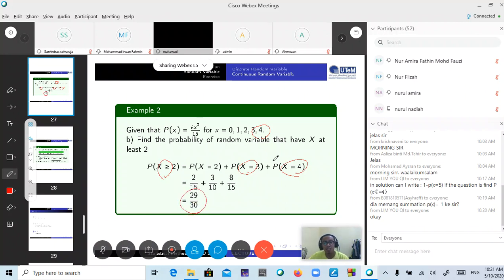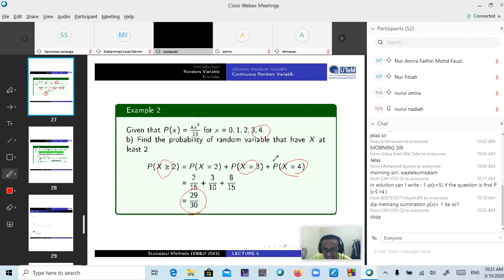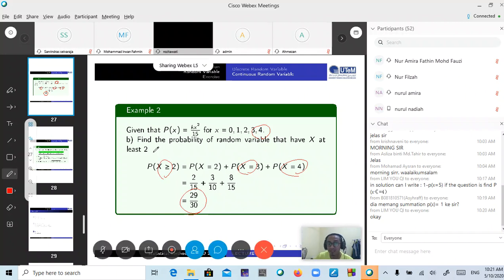So make sure your calculation to find k is very important. If your value of k wrong, all the next question is wrong. Akan habis semua ni. Okay, ingat. You punya test pun akan cover sampai sini ni. Discrete random variable. So, remember.